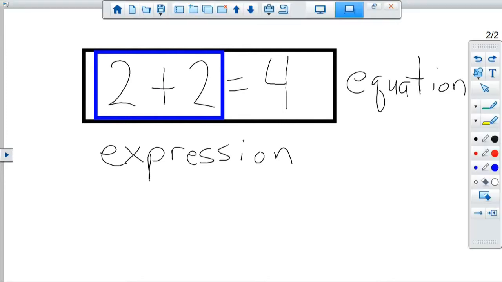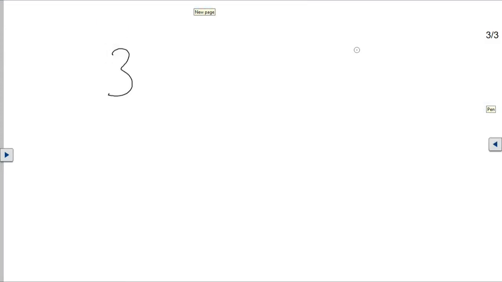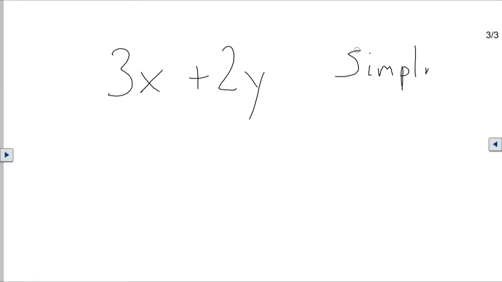Now, again, what we want to do is look at how we can work expressions that have some variables involved and do some simplifying of those things. So let's start with an expression, something simple like 3x plus 2y. A couple terms you might see with this. One term is simplify. Another common term you might see is evaluate. Either of those things just simply mean shorten it down, get it as short as possible.